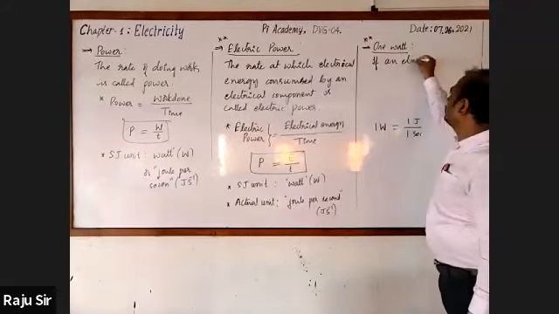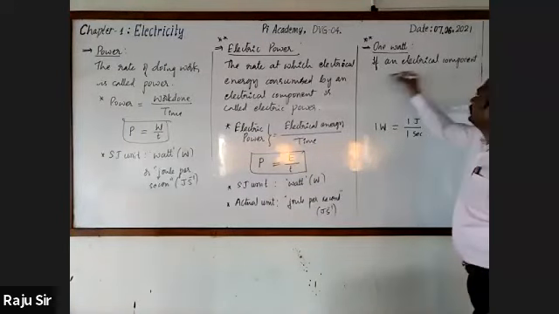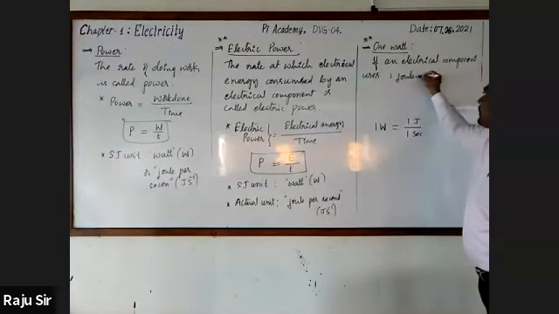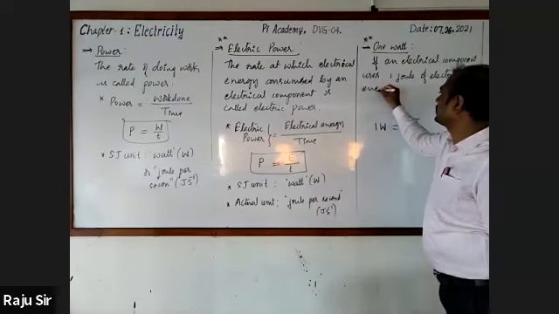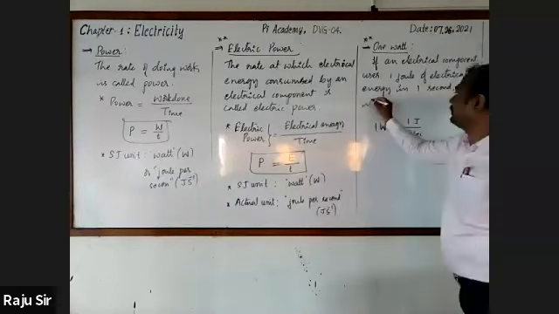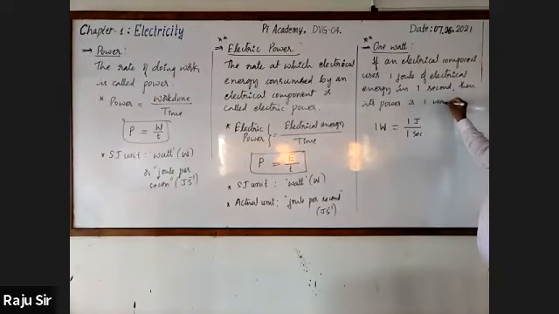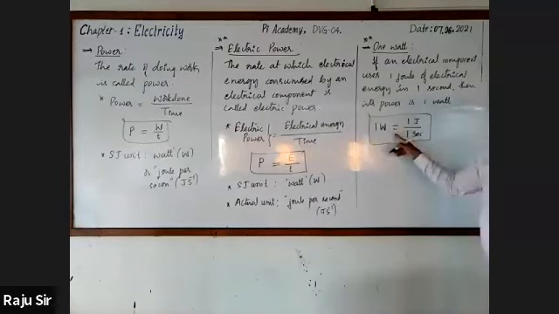If an electrical component uses or consumes 1 joule of electrical energy in 1 second, then its power is 1 watt. Right. 1 W is equal to 1 J per 1 second.